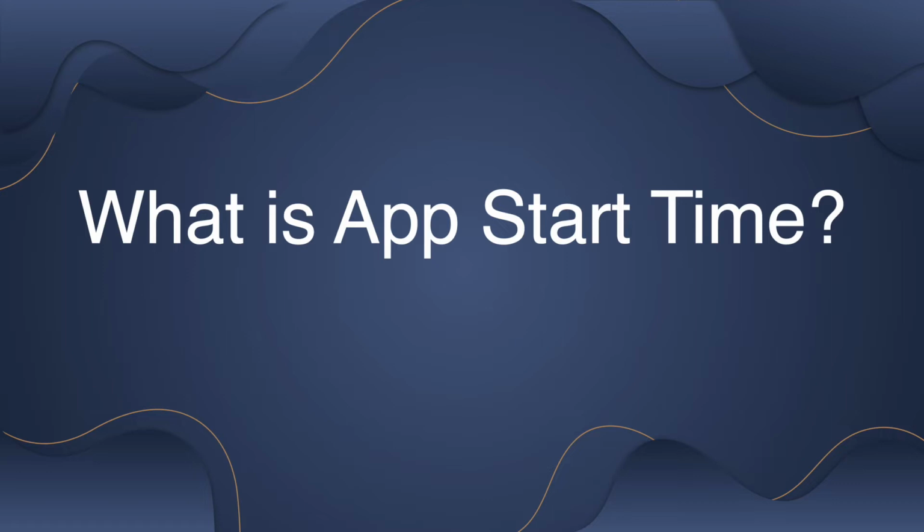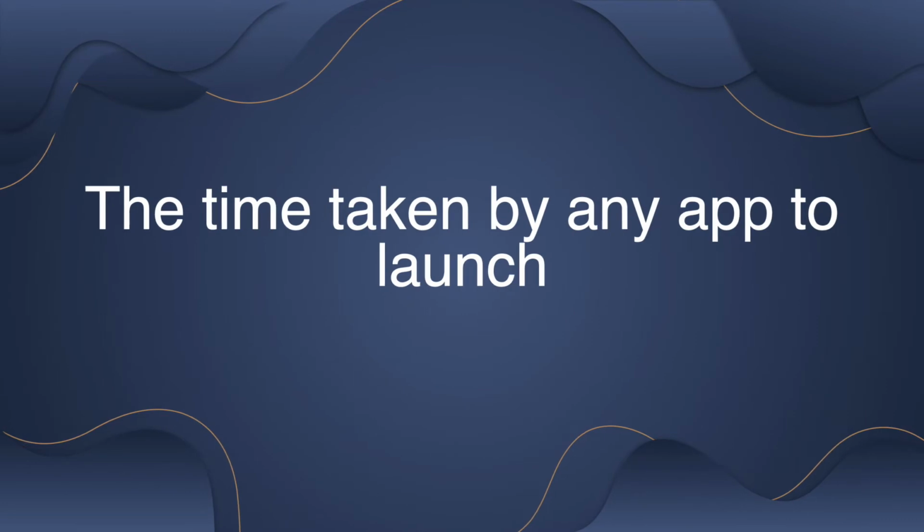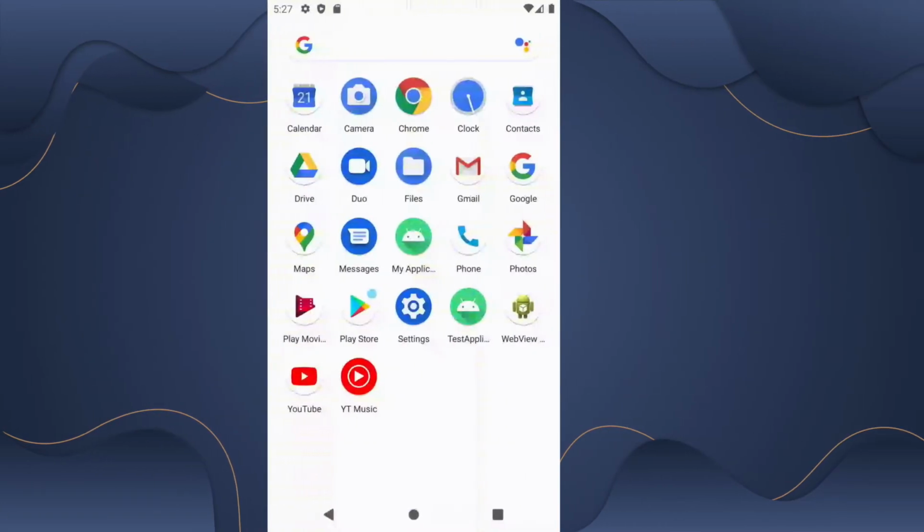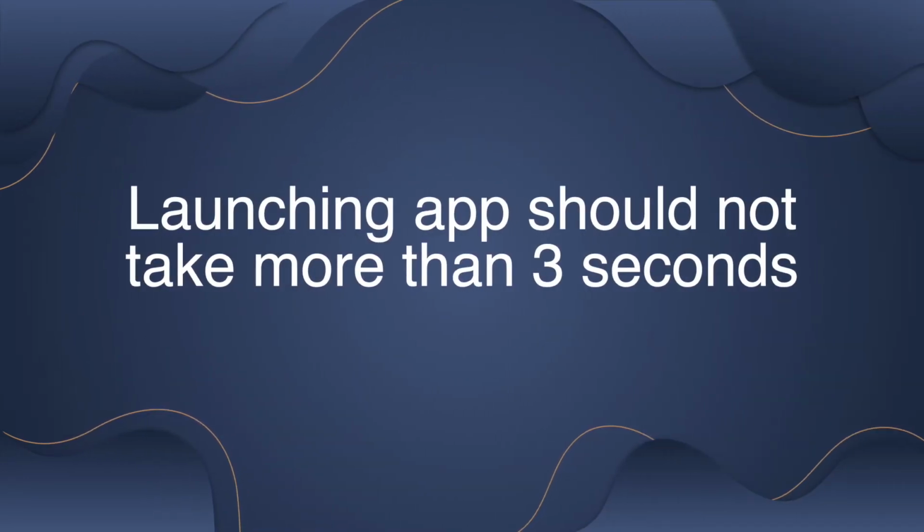Because let's say you have launched any application and it takes 5 seconds, until that time you will see the splash screen or white screen. That means the start time is slow for that app, and again you will get frustrated as a user. So that start time also should not be more. How can we monitor that?